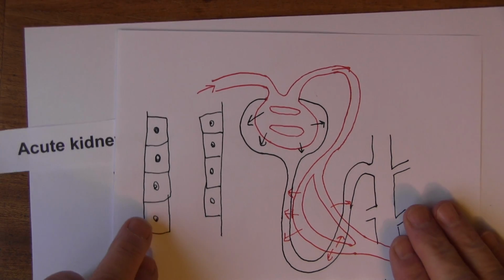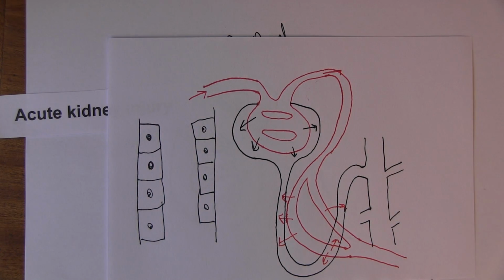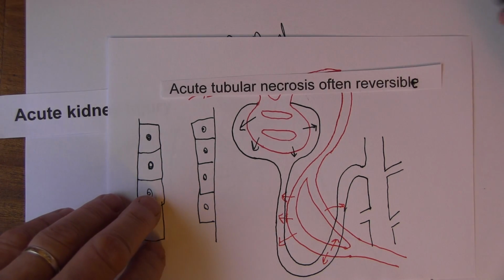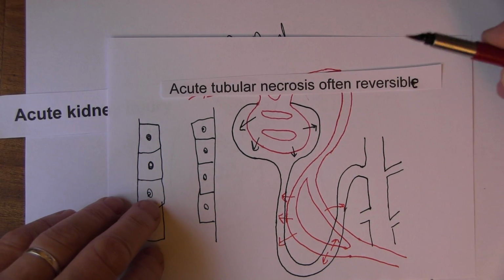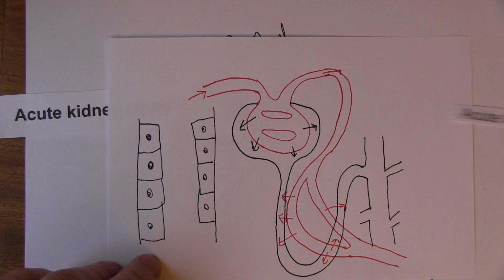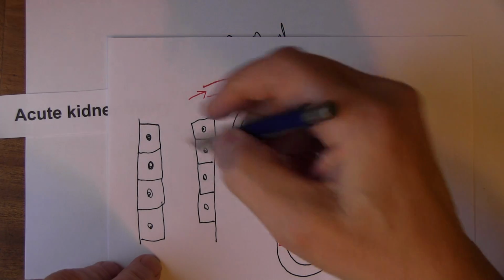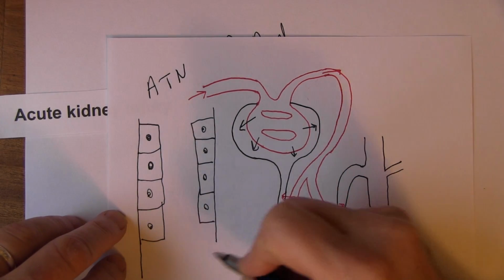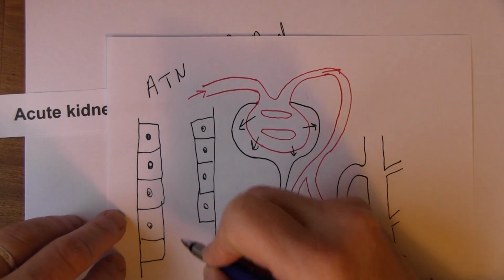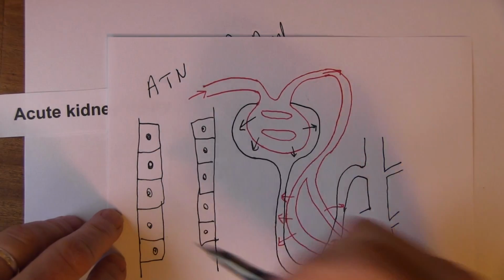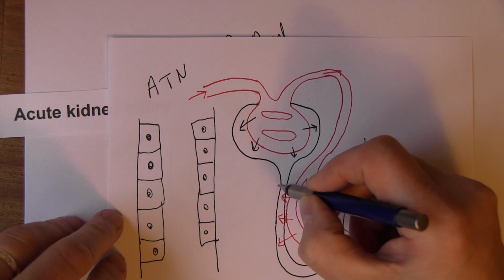And this is why this renal hypoperfusion can lead to this condition called acute tubular necrosis. There's acute tubular necrosis, and it's often reversible, which we'll come on to. But let's carry on thinking about the acute tubular necrosis, or the ATN. So we have these cells lining the tubules. What I've drawn here is a blow-up section of just this tubule here.